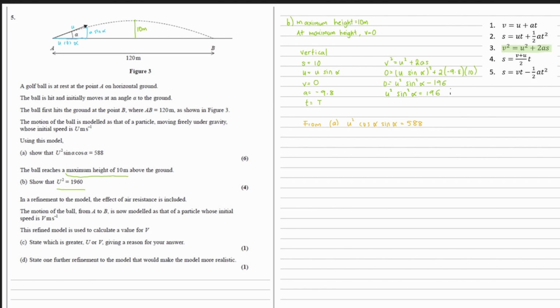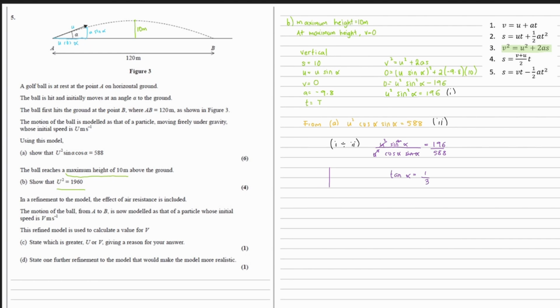We therefore now have two equations, and we can divide equation 1 by 2, giving us u squared sine squared alpha divided by u squared cosine alpha sine alpha is equal to 196 over 588. Our u squareds can cancel, and we can cancel one sine in the sine squared with the sine alpha in the denominator. Using our trig identities, we know that sine alpha over cosine alpha is tan alpha, and we can simplify 196 over 588 to 1 over 3.